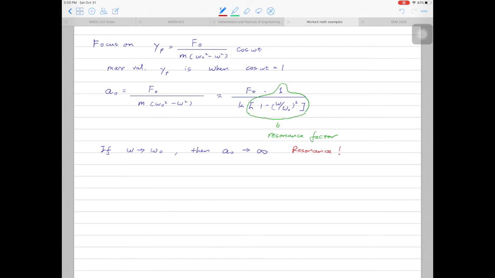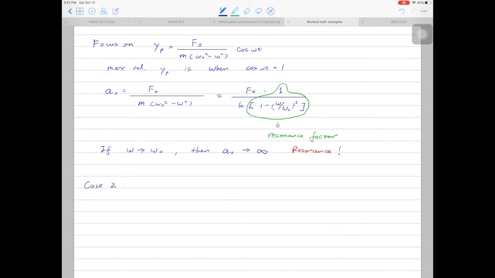What this tells you is if the frequency of the applied force matches the natural frequency of the system, then the system will just go crazy. You may have seen in some videos the bridge swings according to the wind, and if the swinging frequency matches the natural frequency of the bridge, then the bridge can easily break and the structure will just collapse.